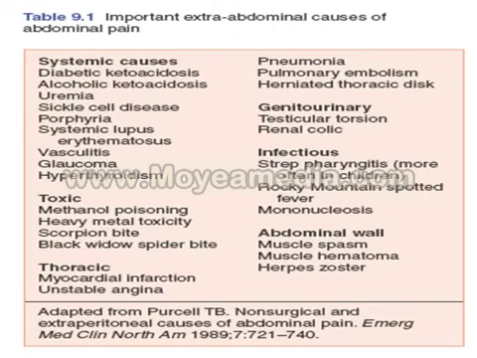As regards extra-abdominal causes of abdominal pain, there may be systemic causes like diabetic ketoacidosis, uremia, sickle cell disease, systemic lupus erythematosus, vasculitis, and so on, or toxic causes, or thoracic causes like myocardial infarction or unstable angina, pneumonia or pulmonary embolism, genitourinary causes like renal colic, infectious causes, or abdominal wall causes like muscle spasm or muscle hematoma or herpes zoster.